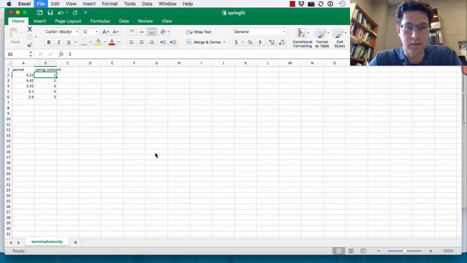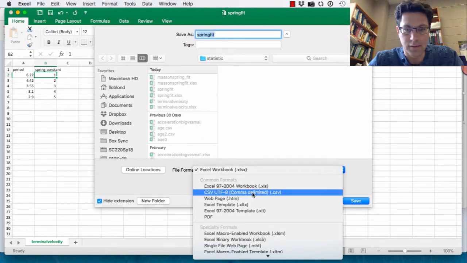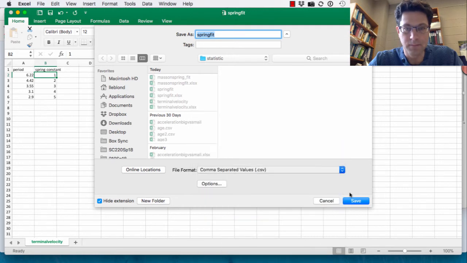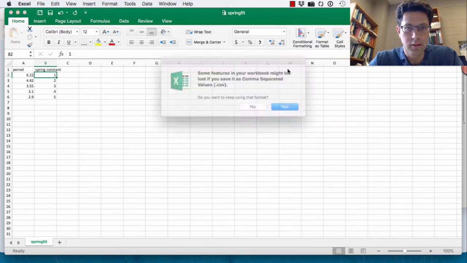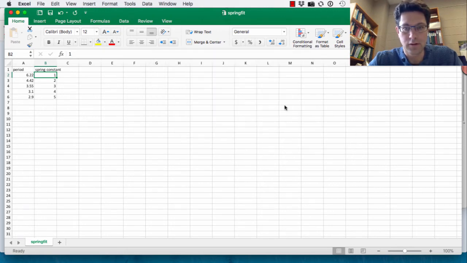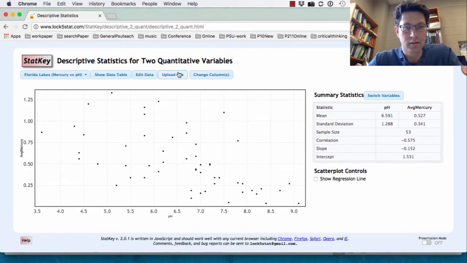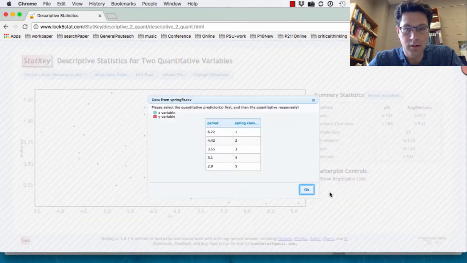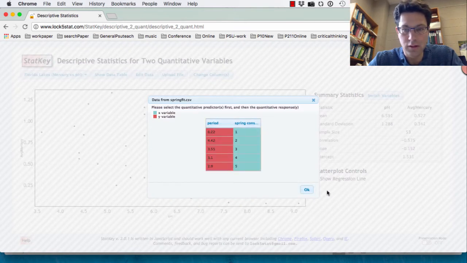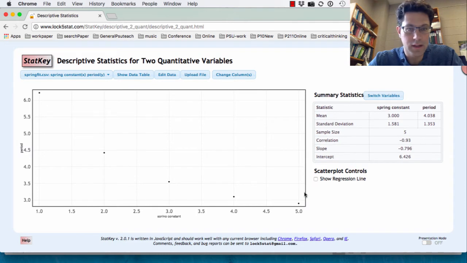I'm going to save this as a CSV, replacing the old file. And then I go back to my StatKey. I upload the spring fit file right there. I choose this as my x variable and this as my y variable. Okay, and here it is.